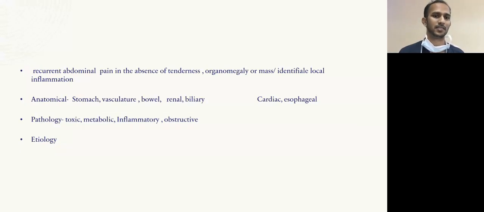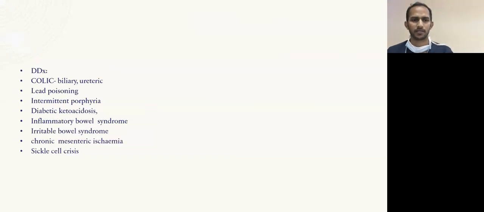Why are you saying vasculature? Because it is chronic and episodic, although the colicky nature goes against it. The differentials we consider for colicky pain are biliary or ureteric colic, lead poisoning, acute intermittent porphyria, DKA, inflammatory bowel disease, or irritable bowel syndrome.